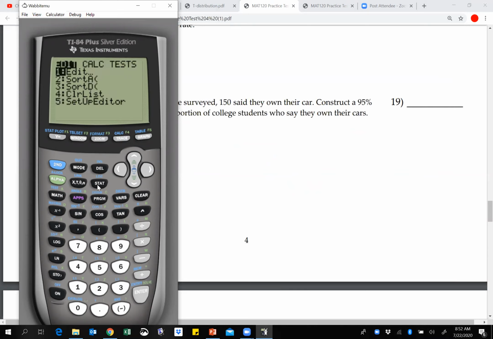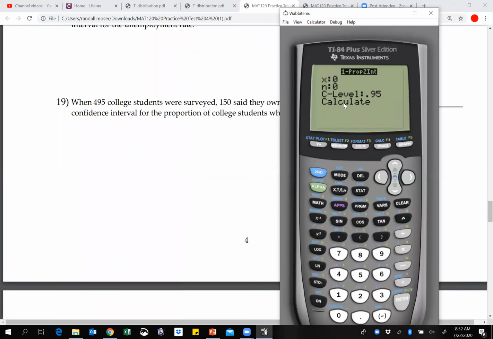You go to stats, you go over to tests. We've already used Z interval in this section. We've already used T interval. And if you go down a little bit more, it should be option A. It's just one proportion, and we only will ever do this with Z intervals. Hit enter, and it's probably one of the most user-friendly commands in the entire class. Literally, all it needs to know is three things: what is X, what is N, and what is your confidence level?